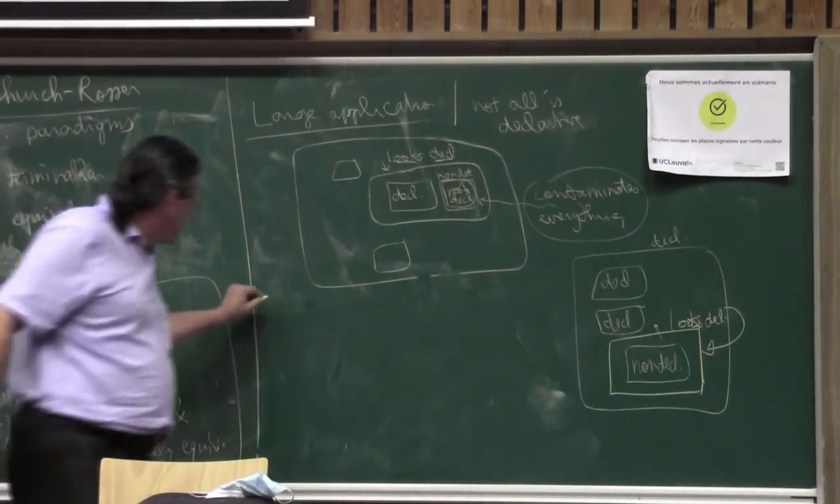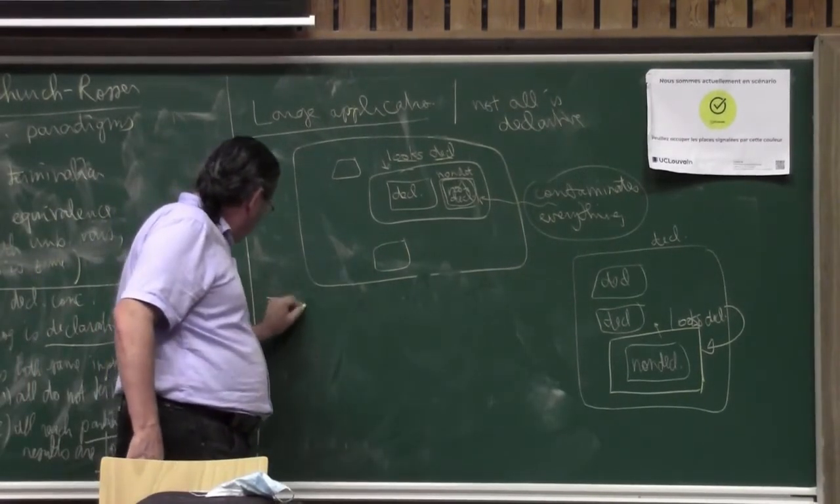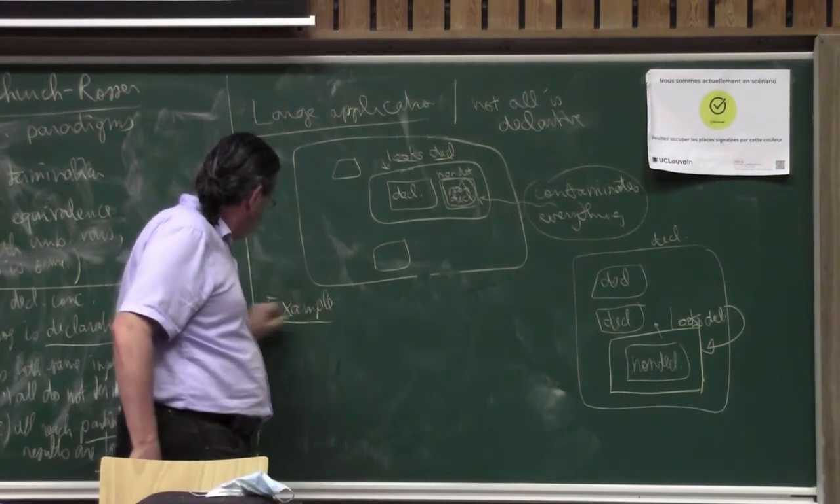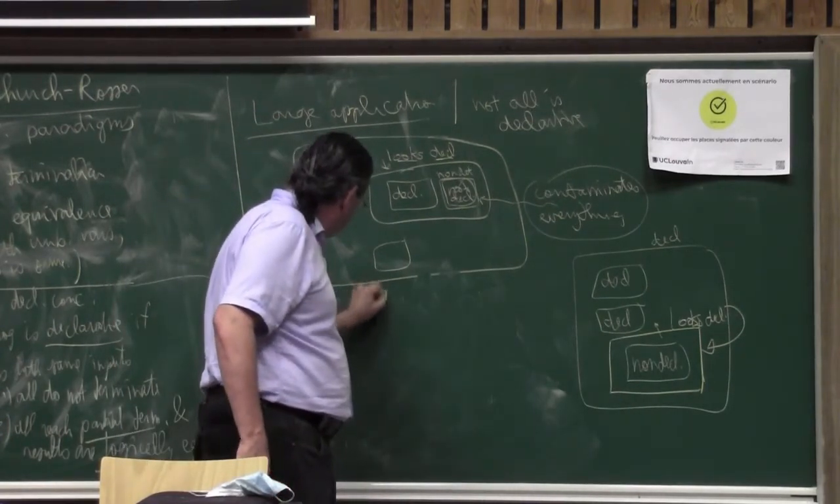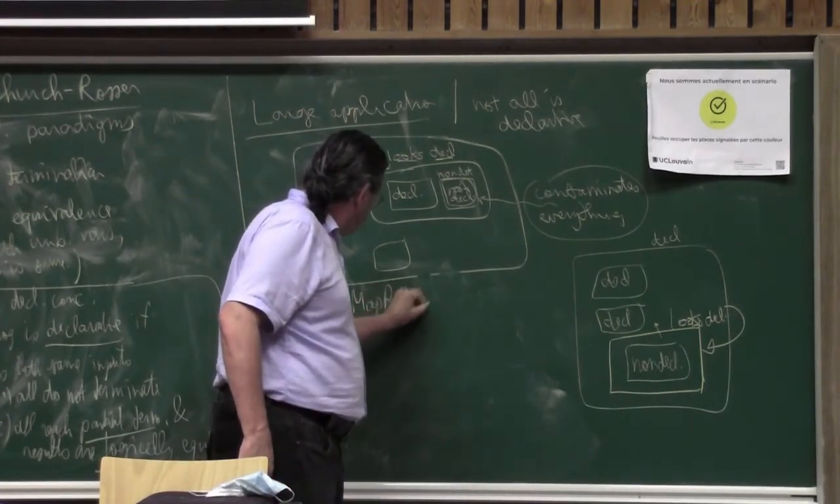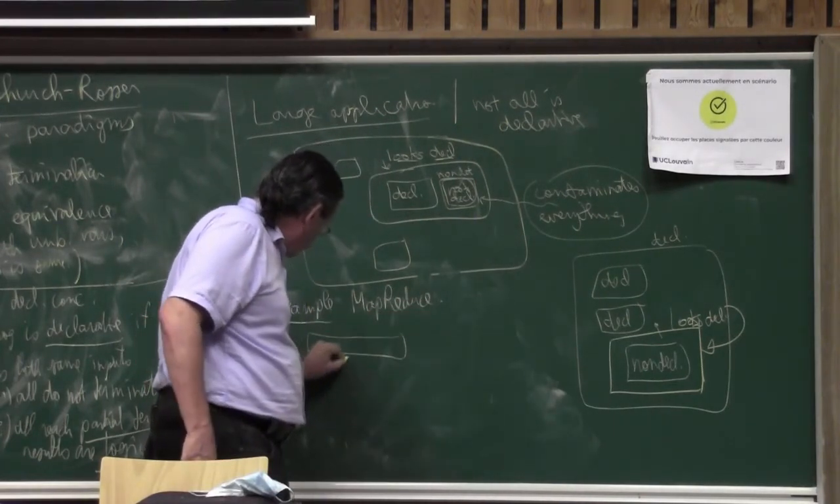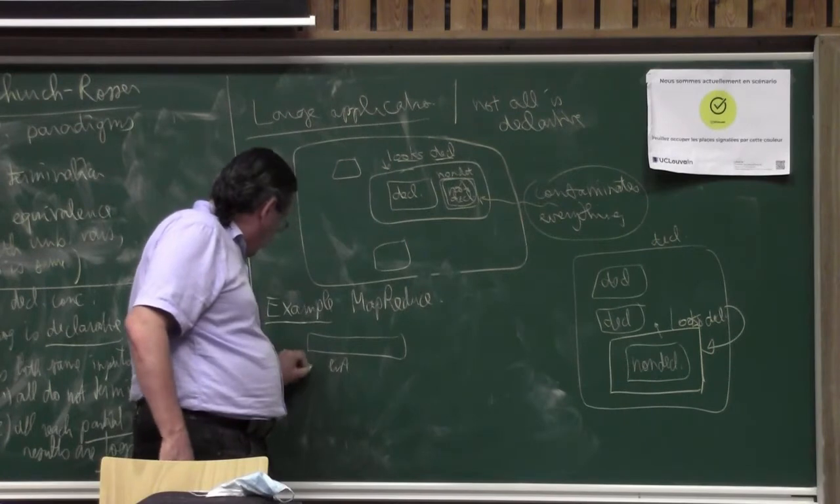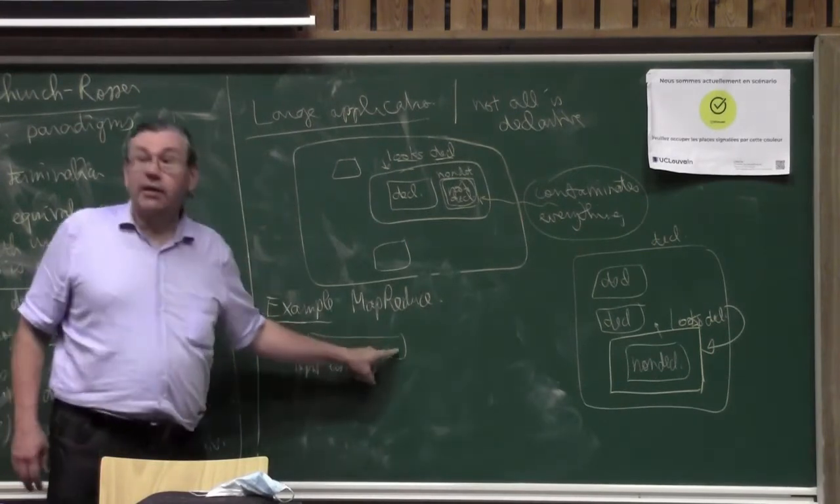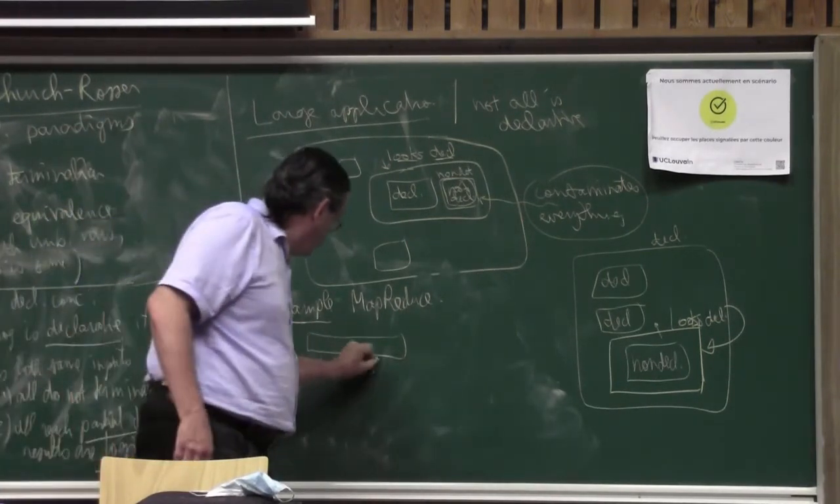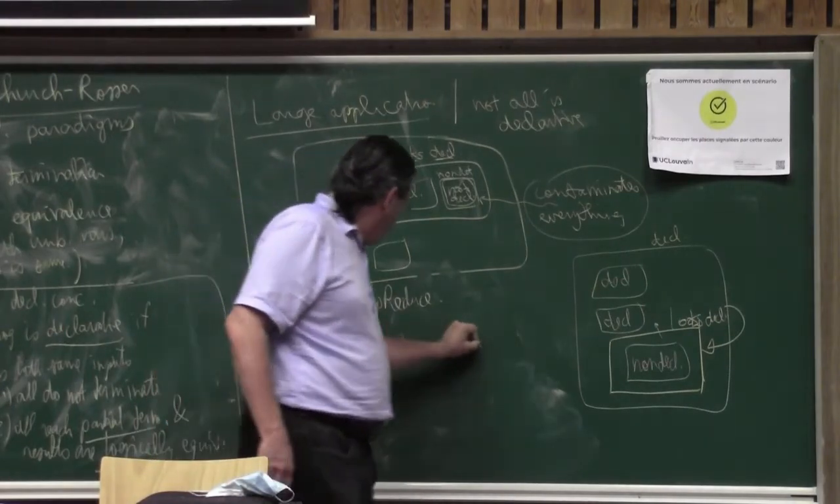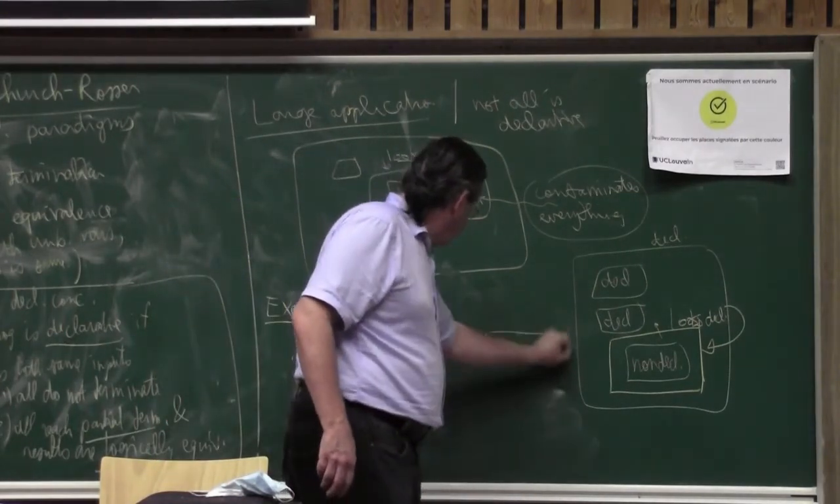MapReduce is a nice example of this. MapReduce is a functional computation. You have an enormous list of input data. This can be gigabytes, huge. We do some functional computation and we get an output list.